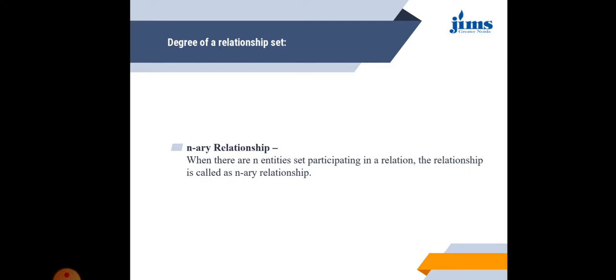N-ary relationship means a number of entities are participating in a relationship. The relationship is called N-ary. Whenever there are n number of entities in a relationship, that is known as an N-ary relationship.